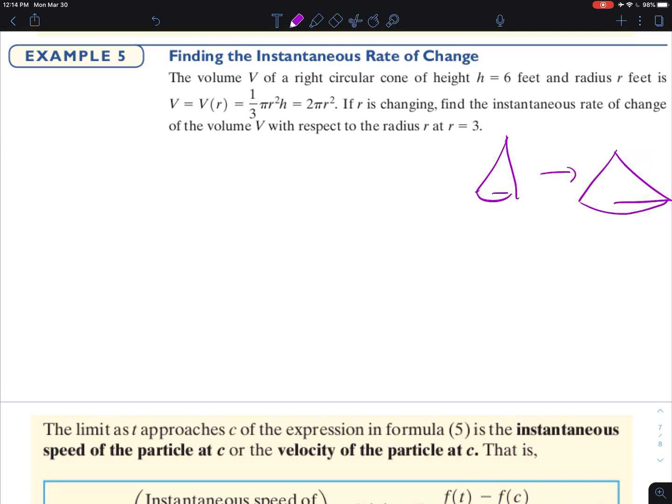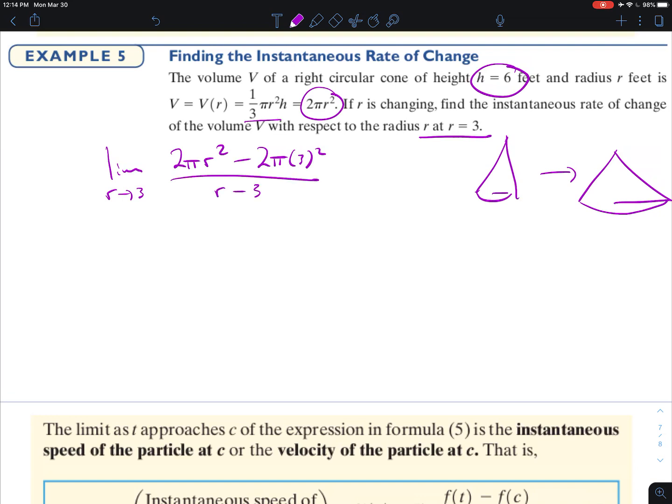So our equation for this particular height of 6, when I plug it into the volume equation of a cone, gets me this. So this equation, 2 pi r squared, is just a result of taking 1/3 pi r squared h and plugging in 6 for h. But that's the equation I'm going to be using. I'm going to take the limit as r approaches 3. Right? We're getting infinitely close to 3. And the y is 2 pi r squared minus 2 pi 3 squared over r minus 3.